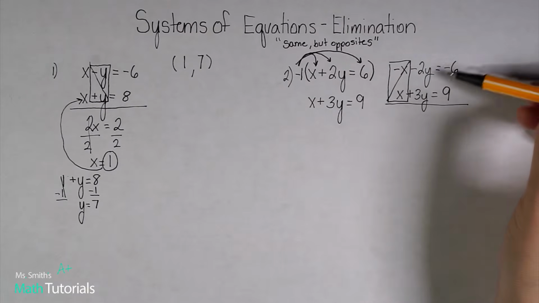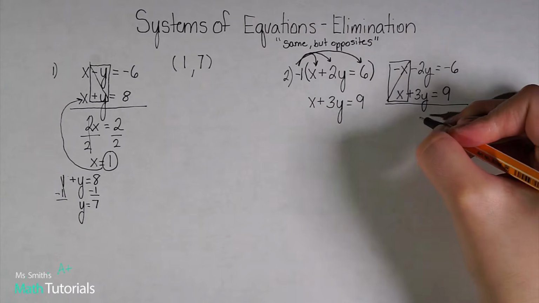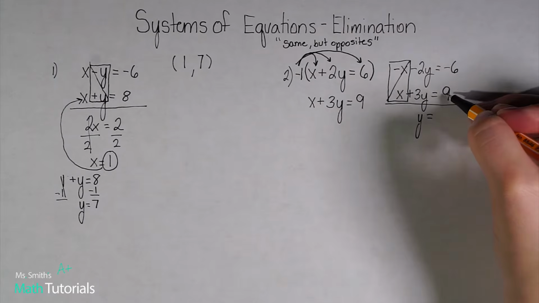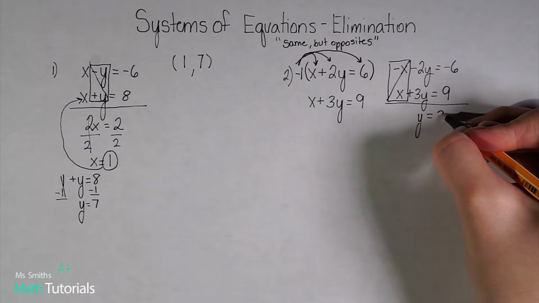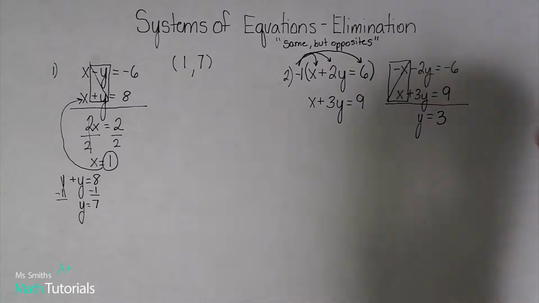So I want to add what I have left. So -2y plus 3y, that just gives me 1y, equals -6 plus 9. That's going to give me +3. So I have found part of my answer.